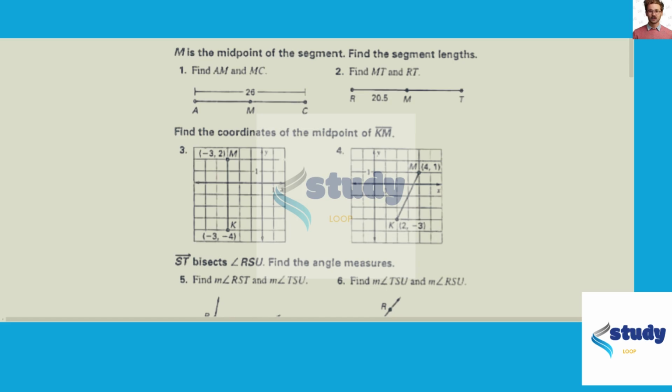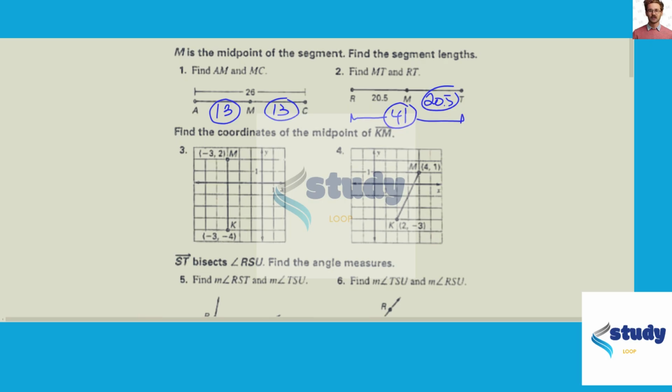The midpoint means are the same on each side. So if from A to C is 26, and from A to M would be half of that, 13, and from M to C would also be 13. If M again is in the middle, then there's 20.5 on each side. And then RT would be 20.5 plus 20.5, or 41.